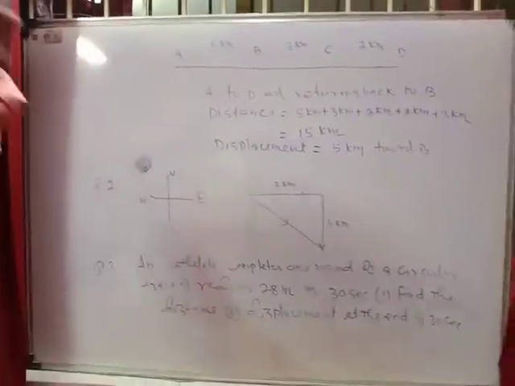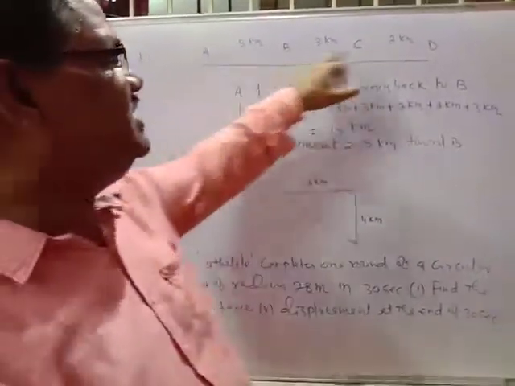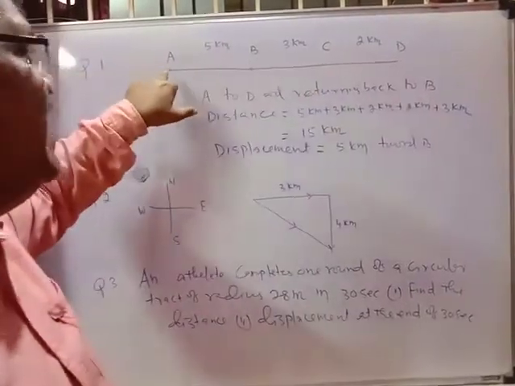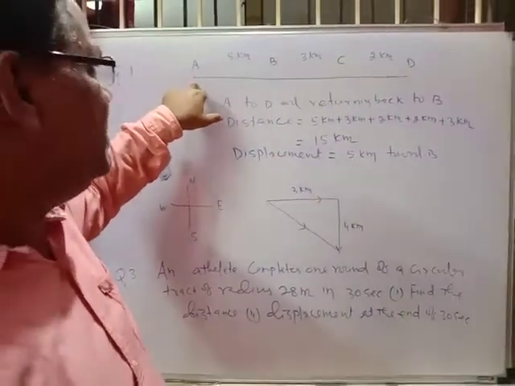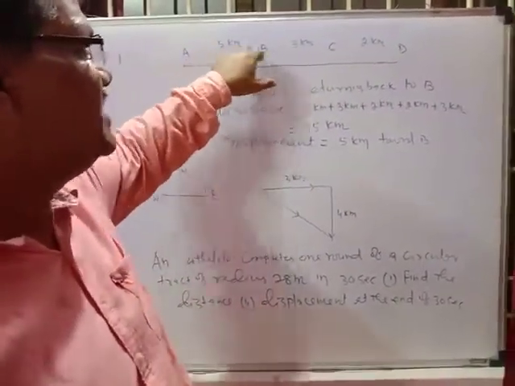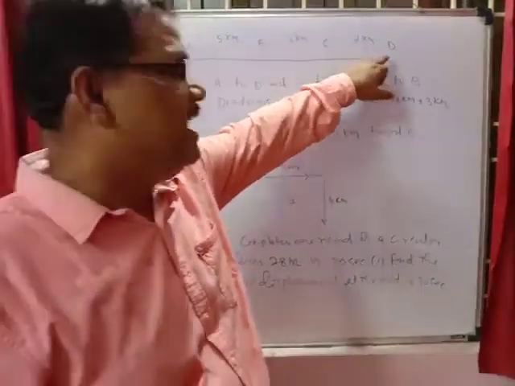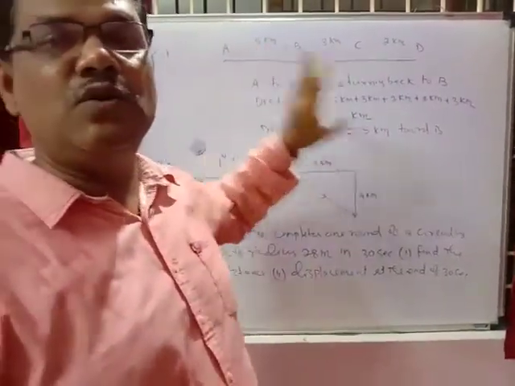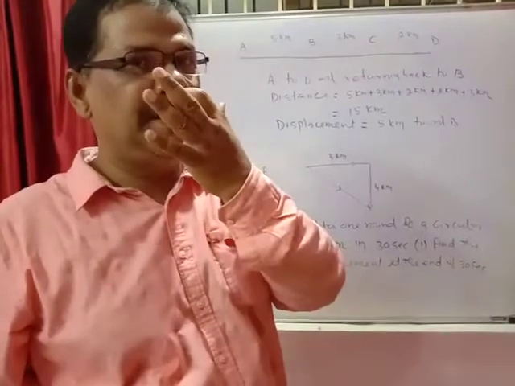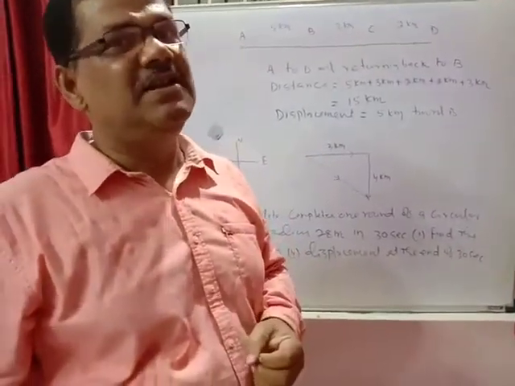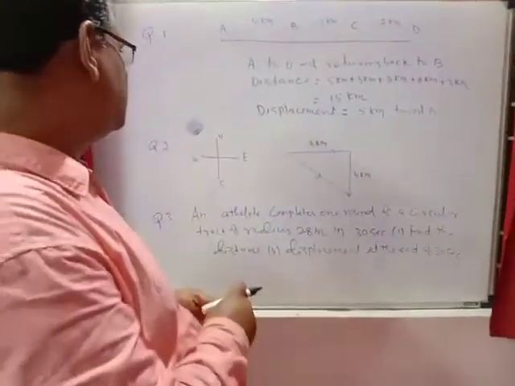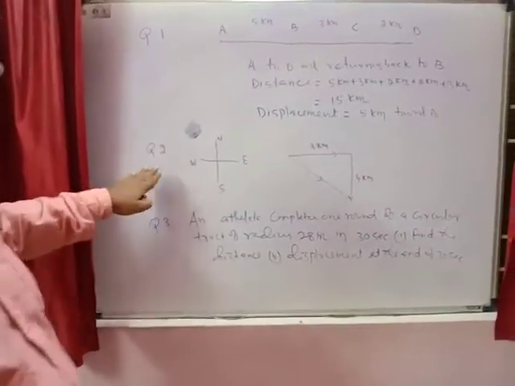In the same manner, if the man is moving from A to D and is returning back to A, the total distance traveled is equal to 5 plus 3, 8, plus 2, 10. Again it is returning back 10, that is equal to 20 km will be the distance, and the displacement will be 0.